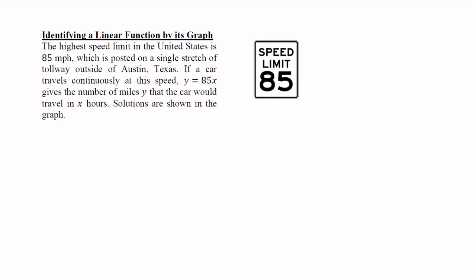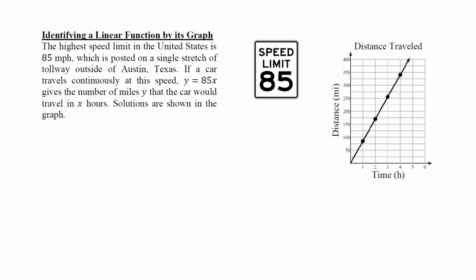The highest speed limit in the United States is 85 miles per hour, which is posted on a single stretch of tollway outside of Austin, Texas. If a car travels continuously at this speed, y equals 85x gives the number of miles y that the car would travel in x hours. Solutions are shown in this graph.